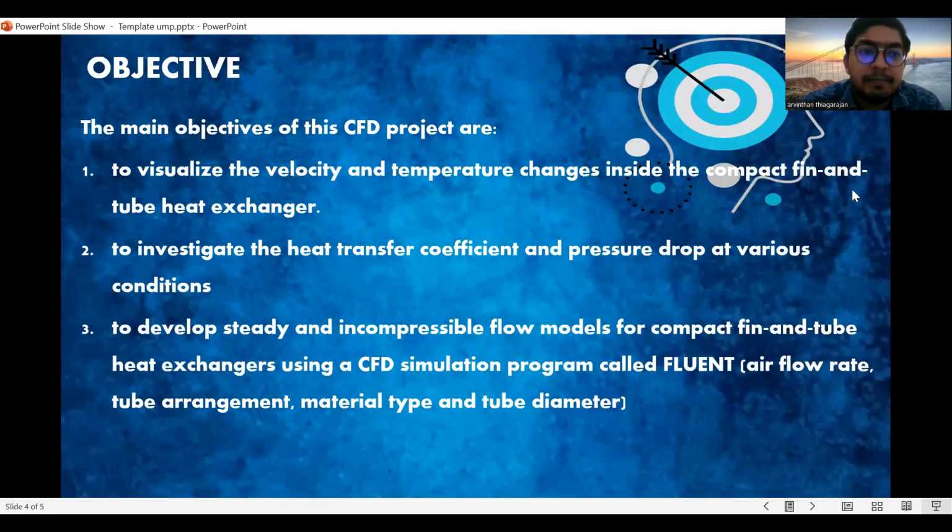There are three main objectives of our project: to visualize the velocity and temperature changes inside the compact fin and tube heat exchanger. Next is to investigate the heat transfer coefficient and the pressure drop at various conditions. The last objective is to develop a steady and incompressible flow model for the compact fin and tube heat exchanger using the CFD simulation program called Fluent.